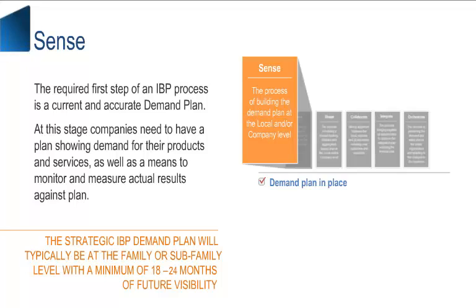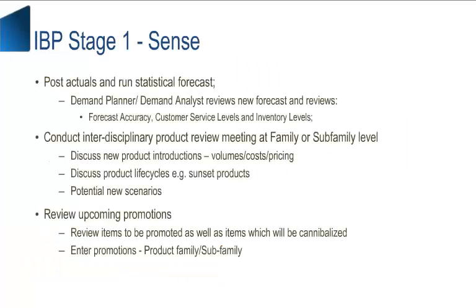So what sense has had to evolve into is much more than just a demand plan. It's the first part. And what happens is at the first of every month, you're going to post your actuals, you're going to run your strategic forecast, and you're going to check for forecast accuracy, customer service levels, inventory levels, and the planners are going to go out and really evaluate the performance of the statistical tool. But where sense really comes into play now is it becomes interdisciplinary. And what I mean is one person has to be in charge of this. And that person is either going to be the vice president of sales or the vice president of supply chain. Can't have two. There's one person in charge.